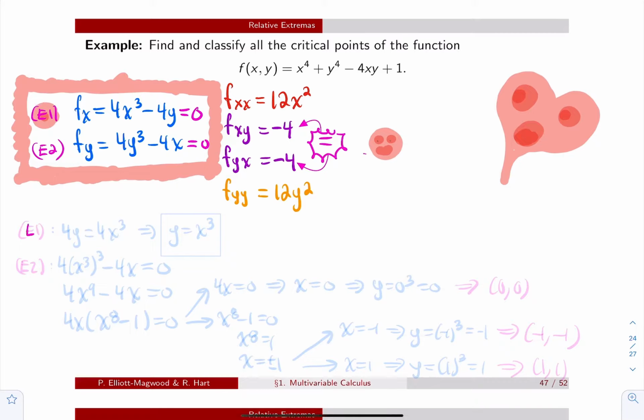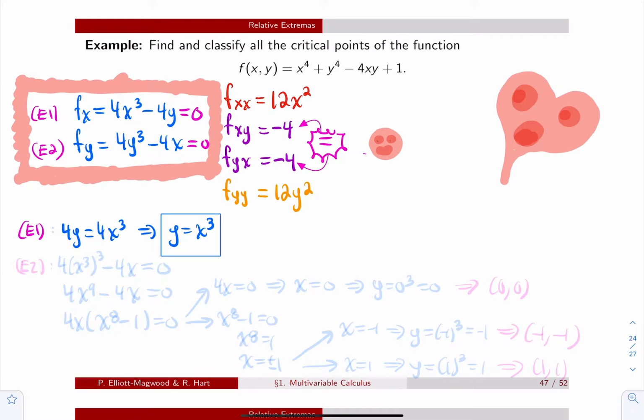So with equation 1, I'm going to isolate y, so I'm going to write that 4y is equal to 4x cubed, so y is equal to x cubed. So by setting it equal to 0, I just brought the minus 4y on the right side, divided by 4, and now I have an algebraic condition. I know that y, the y coordinate of my critical point, needs to be equal to the first coordinate cubed. Okay, so now I'm going to plug this in the second equation.